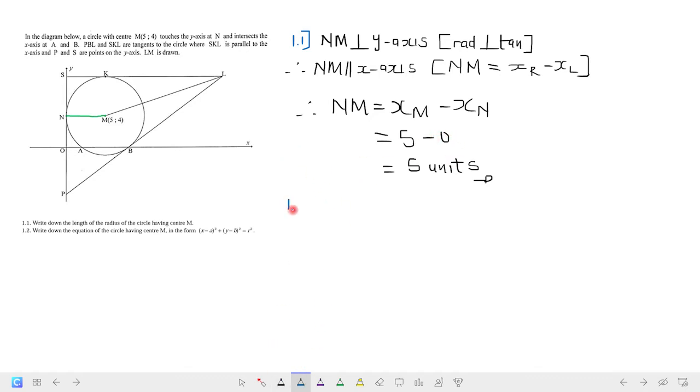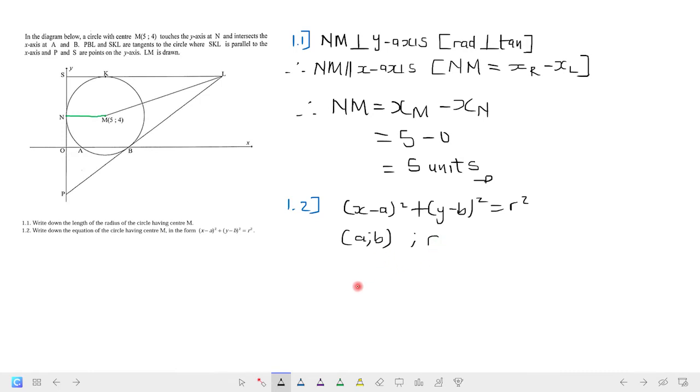The second one, 1.2, says write down the equation of the circle having center M in the form of that. First things first, let's talk about the form, right? The form (x minus a) squared plus (y minus b) squared equals r squared. So how does this form work? Here the coordinates (a, b) act as the center of the circle, or the coordinates of the center of the circle. And here r is the radius, right?